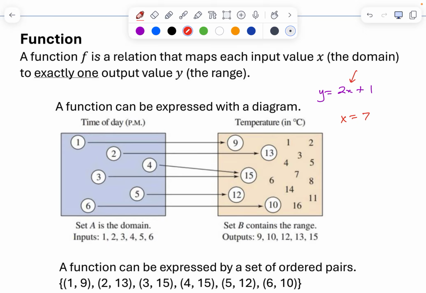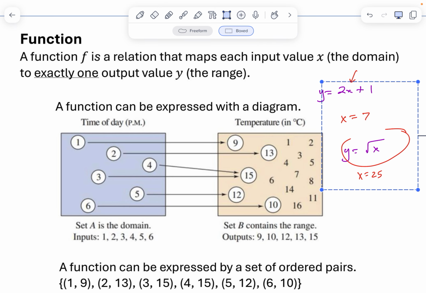Like, for instance, we've seen that before also. If you saw something like this, and we let x equal 25. All right, what's the square root of 25? 5. Except for when it's negative 5, right? So sometimes we get 5, sometimes we get negative 5 back out. So that's why this one here would not be a function, would not follow those same patterns.